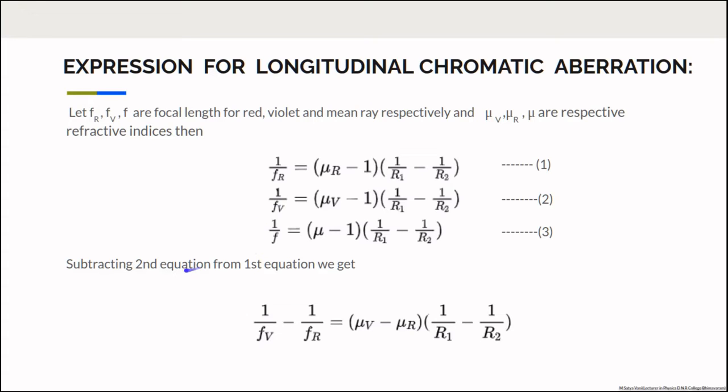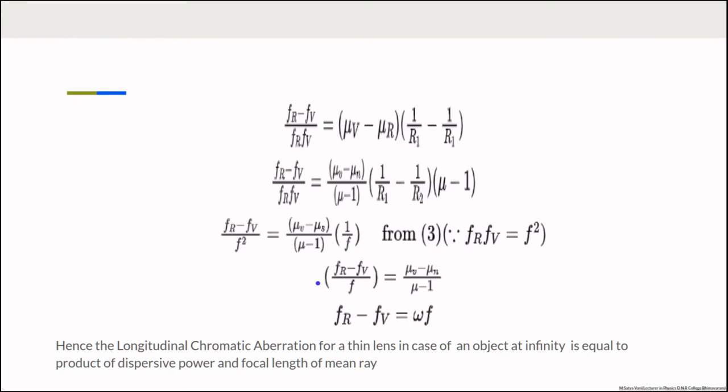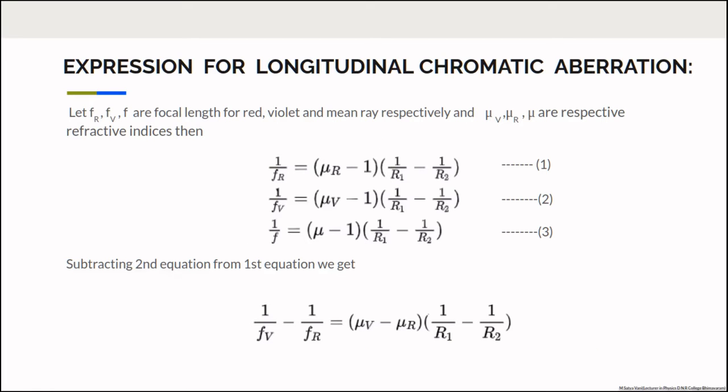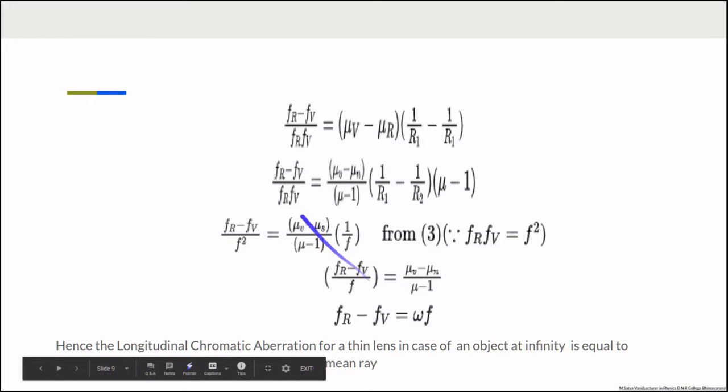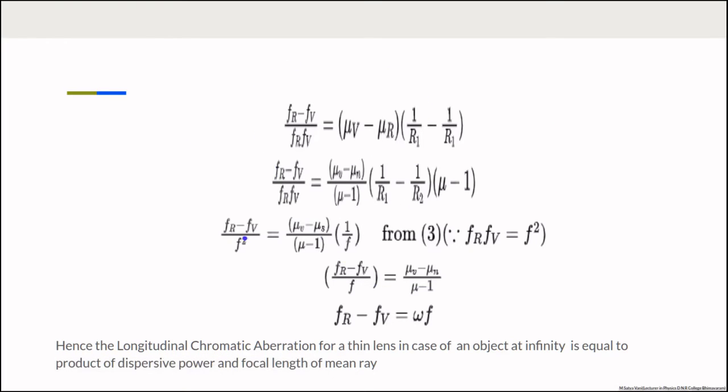For this purpose, subtract equation 2 from 1, we get 1 by FR minus 1 by FV is equal to mu V minus mu R into 1 by R1 minus 1 by R2. Next, by solving these equations, we get FR minus FV by FR FV is equal to mu V minus mu R by mu minus 1 into 1 by R1 minus 1 by R2.